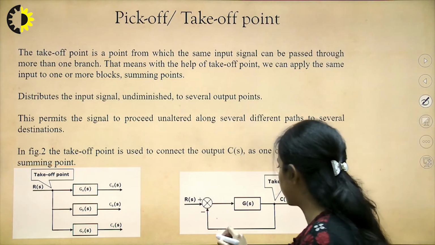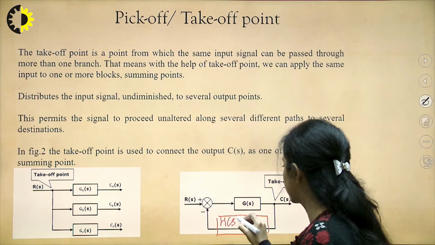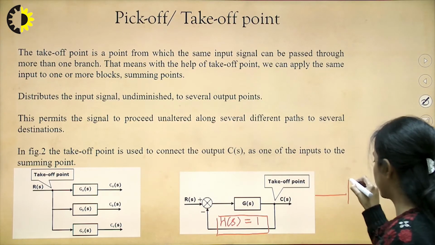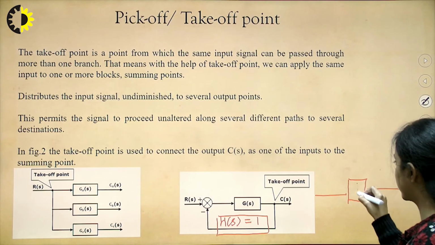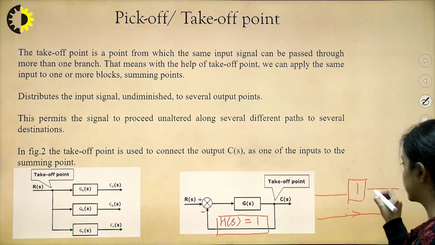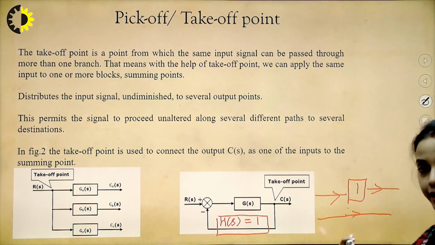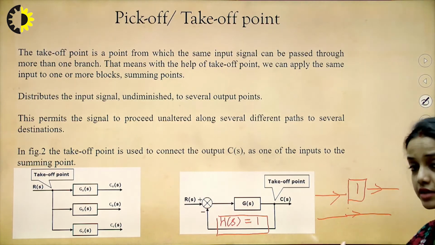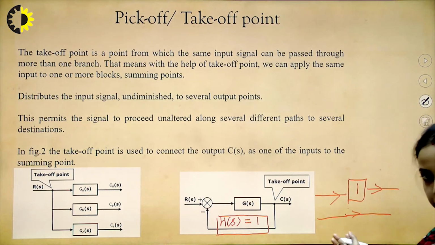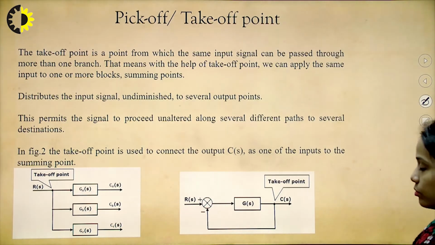So, here we have this H(s) equal to 1. Any block diagram path which has a gain of 1 can be represented as a no gain path. We can represent it simply by a path. So, that is all about the present slide.